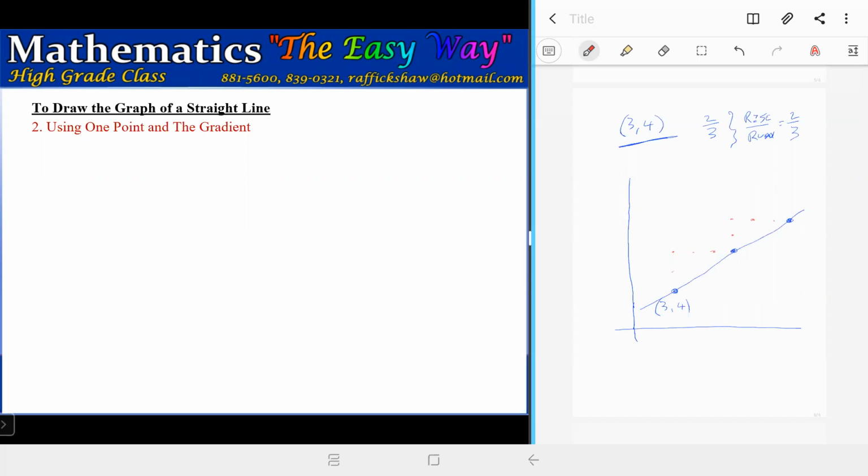I'm just showing you another way that if you have the gradient and 1 point, you can still draw the line. It's a very, very powerful way to draw a line. If you understand that gradient is how you rise and run from 1 point on the line to another point on the line. That's what gradient is. Gradient is a measure of how much you have to rise and run from 1 point on a line to another point on a line.